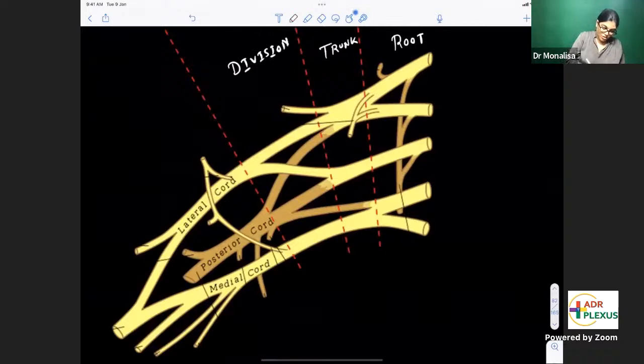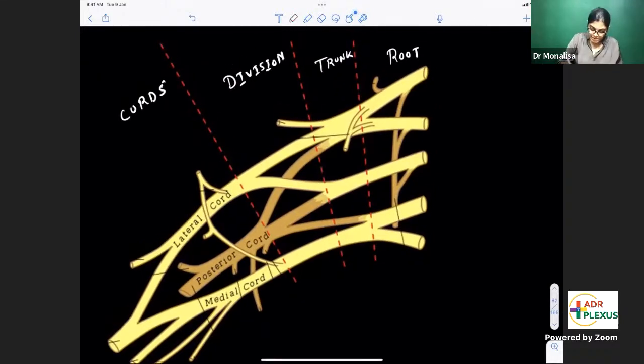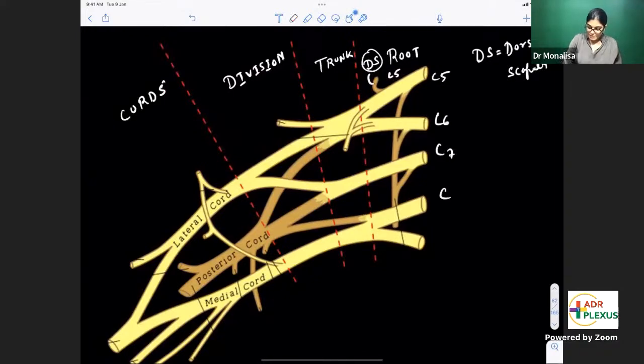And these are the cords of the brachial plexus. Now let's see the important branches. This is the branch DS. DS means dorsal scapular nerve. Root value is C5. And here, this is C5, this is C6, this is C7, this is C8, and this is T1. And here C5, C6, and C7 together are forming this nerve LTN.